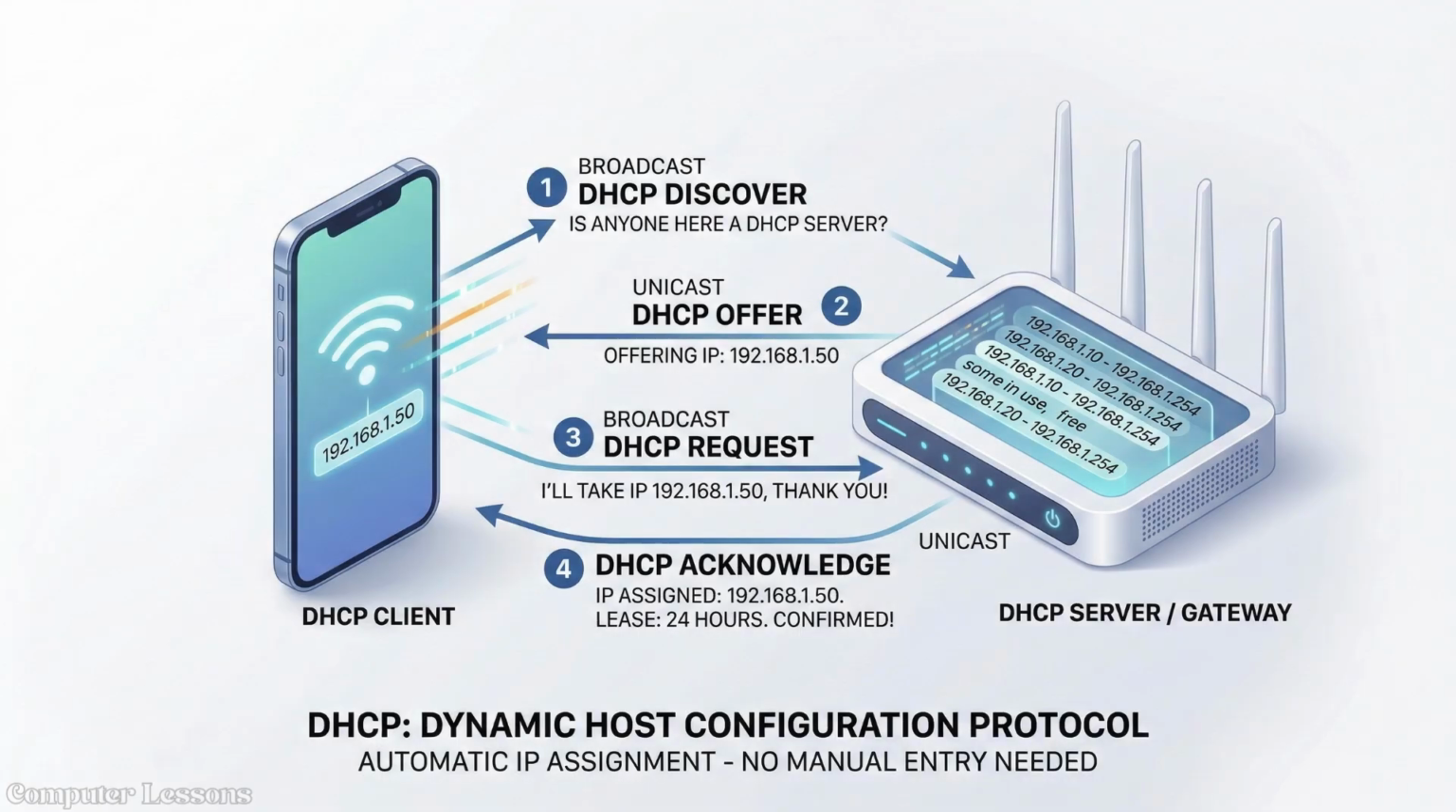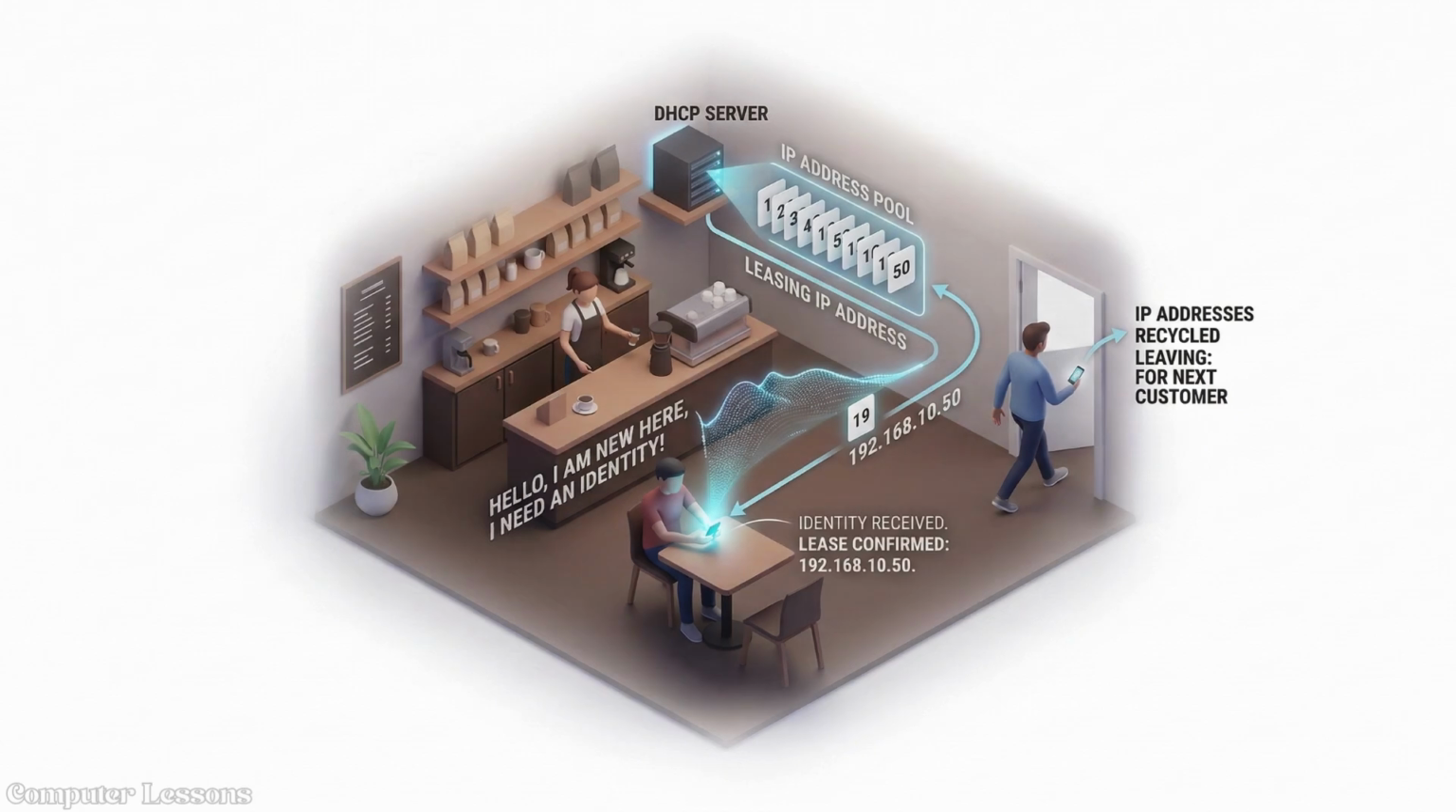But how does your phone get that private address in the first place? You don't type it in manually. This is handled by a protocol called DHCP, or Dynamic Host Configuration Protocol. When you walk into a coffee shop and connect to Wi-Fi, your phone shouts, "Hello, I am new here. I need an identity." The DHCP server hears this and leases you an available IP address from a pool. It is a temporary rental. When you leave, that number is recycled for the next customer.